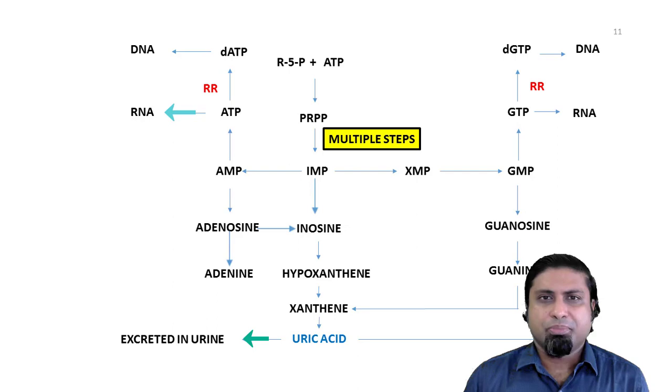Right, now there is an enzyme that is responsible for the conversion of hypoxanthine to xanthine and then the conversion of xanthine to uric acid. The name of that enzyme is xanthine oxidase.